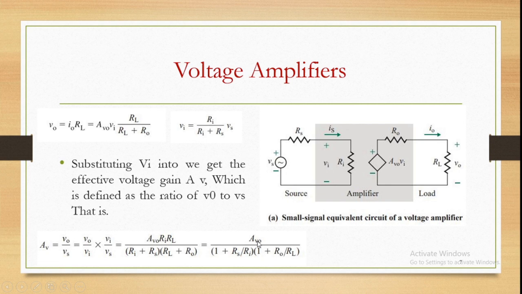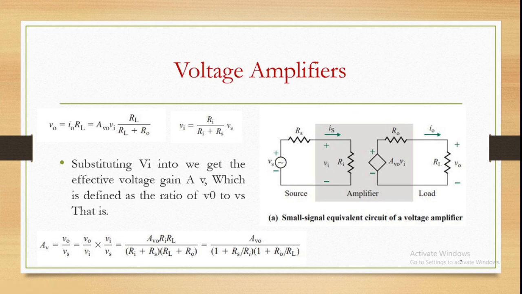So finally what we have is AV0 divided by (1 plus Rs divided by Ri) times (1 plus R0 divided by RL). So we can say that the amplifier should give us a voltage gain approximately equal to AV0, the open circuit voltage gain. So when will that be possible? When the denominator is equal to 1. So how does it become equal to 1?